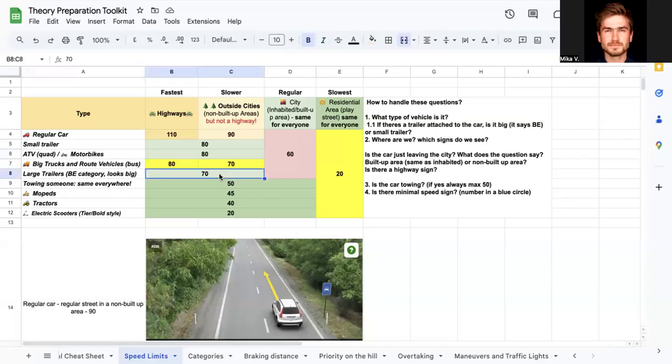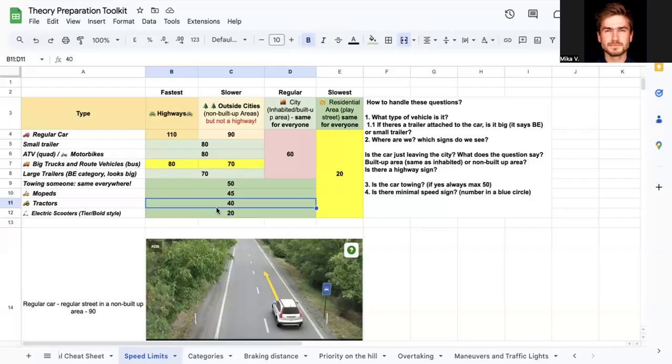Then we have large trailers, BE category, which look bigger, as I already showed you, compared to the small one. It can go only 70, doesn't matter where. Then if you tow someone, always 50, no matter where. Mopeds can go 45. There is a trick question where it shows you a sign 50, and it asks, when you are driving a moped on this street with this sign, how fast can you go? Many people answer 50, but it's actually 45, because mopeds and scooters cannot go over 45 no matter where.